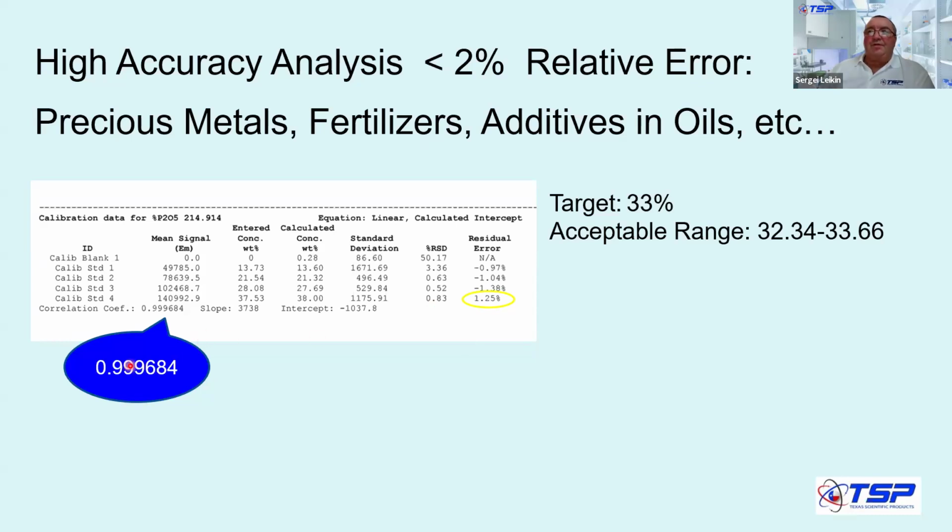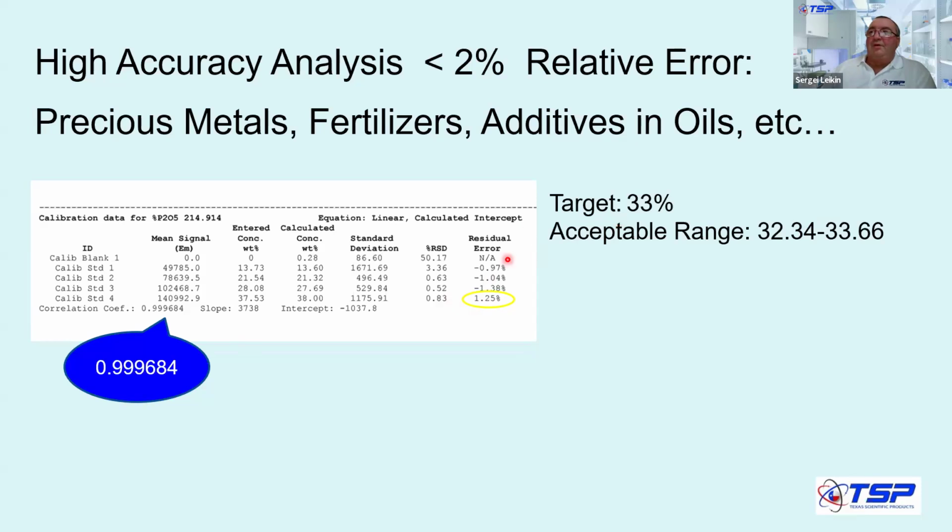We look at the calibration curve coefficient, right? And it looks very decent. So 3 nines, almost 4 nines. But then let's say we have to hit the target of 33%, right? And if you look at 2% relative error, it's only plus minus 0.66. So that's the range right here, the range that, according to specs, you have to hit.